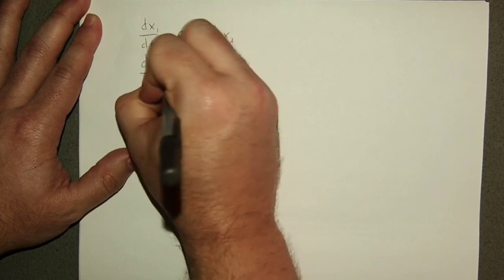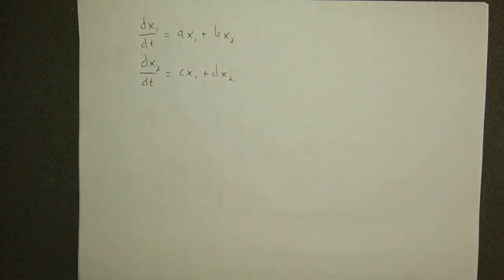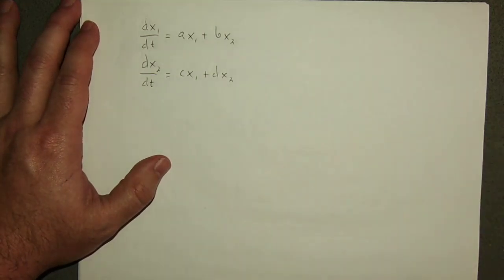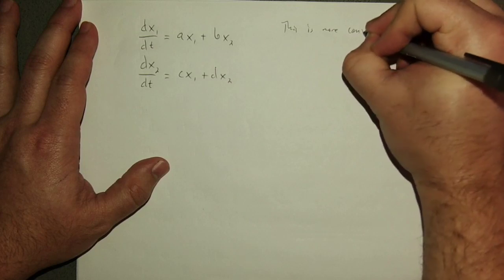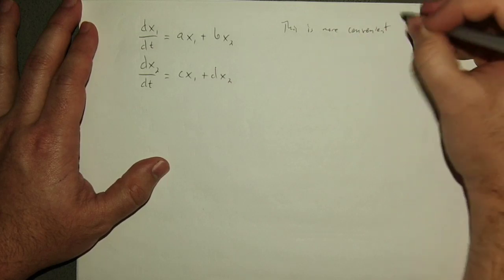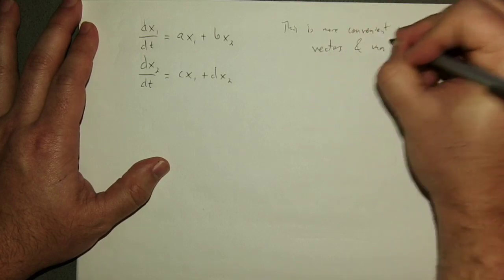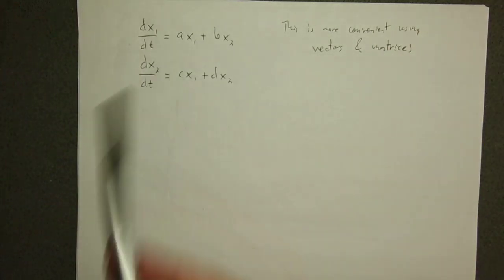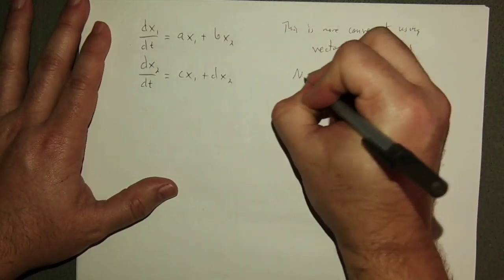So here's my constant coefficient first order linear system. There's what it looks like. Now, it turns out that this is much easier to think about if I use matrices and vectors here. So this is more convenient using vectors and matrices. What do I mean by that? I can rewrite this equation. So here's some notation.